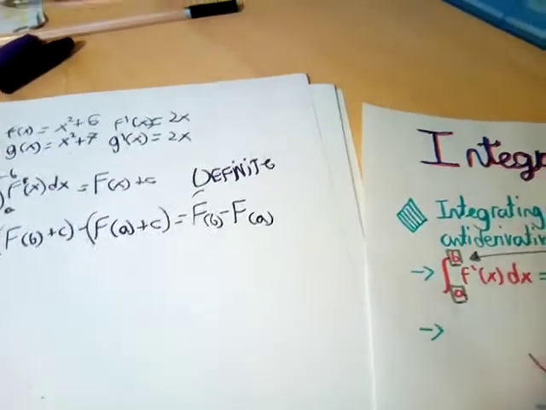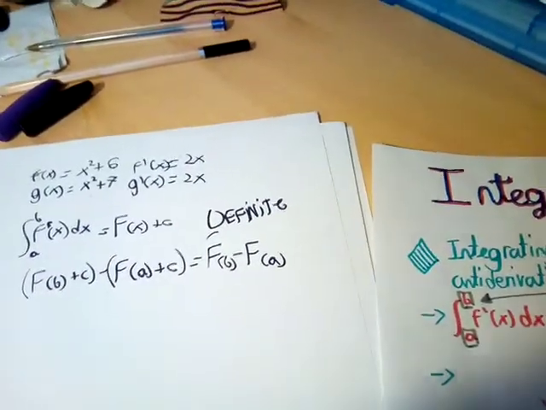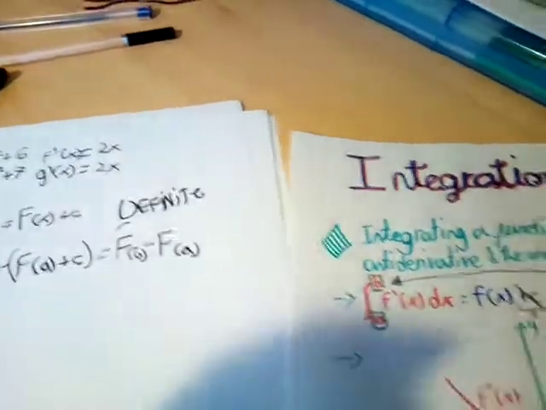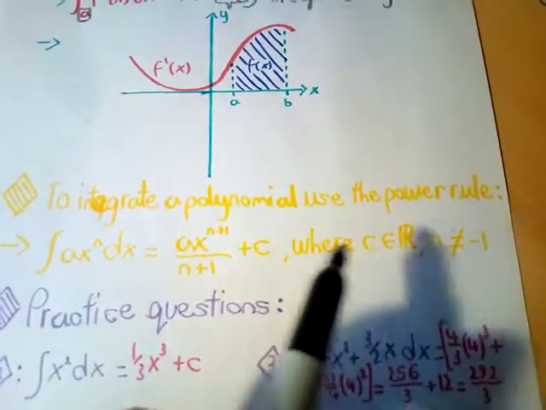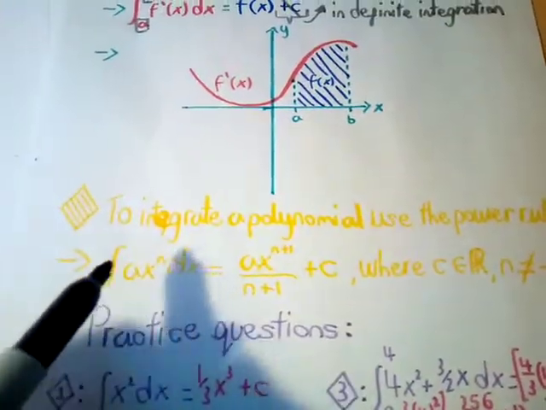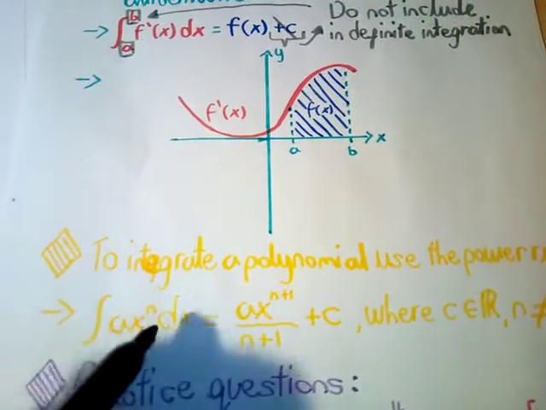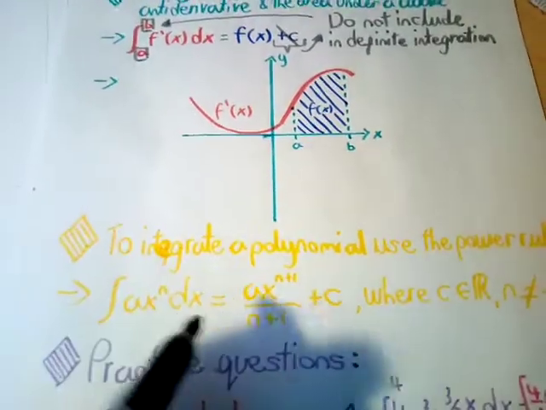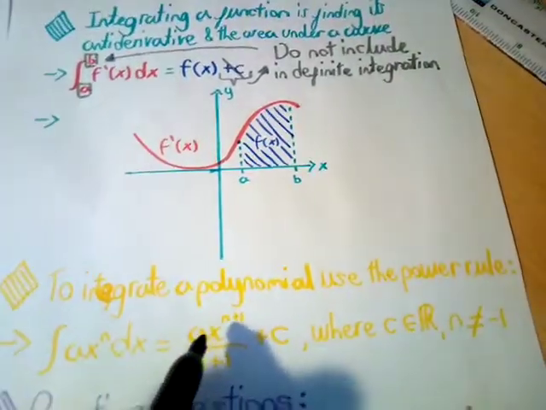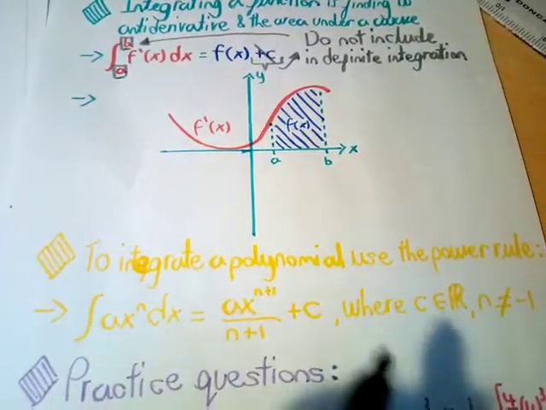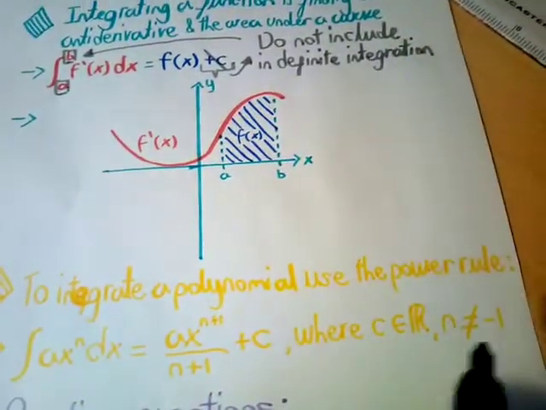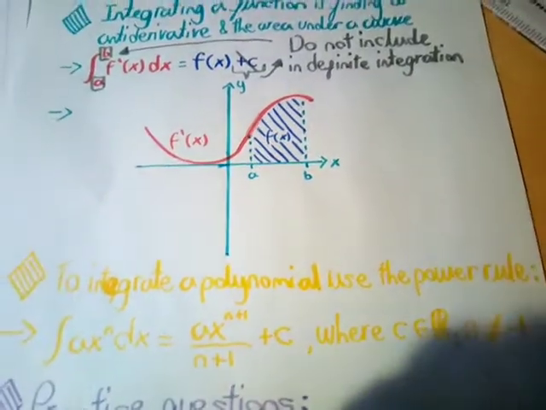But at the minute, let's look at the nicest function you can have, a polynomial, so with just powers of x. And the formula for integrating a polynomial uses the power rule. If we have the indefinite integral of ax^n dx, where a is just a constant multiple, we write ax^(n+1) divided by n+1, plus c, of course. C has to be a real number and n has to be not minus 1. I'll talk about it in a bit.